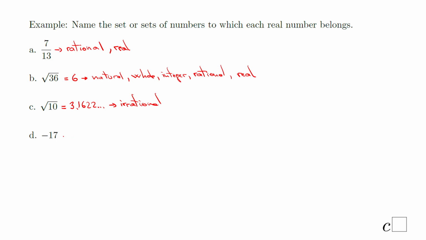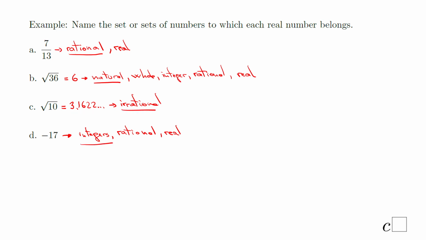The last one, -17, that is an integer. Then we can call it also a rational, because it can be written as a fraction. And also we can call this a real number. Okay. The first name is the set that probably is the best way to classify the number.